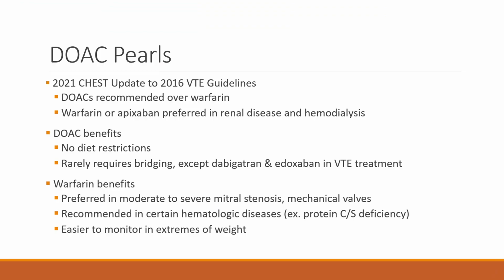Some of the pros with our DOACs: the 2018 CHEST guidelines actually do recommend DOACs over warfarin for VTE. However, if a patient does have renal disease, then warfarin or apixaban is preferred. Some benefits with DOACs: we don't have any diet restrictions. There's less monitoring involved because we don't have to continue to check on the INR, but you would want to continue to check the CBC and make sure that there aren't any severe signs of bleeding.